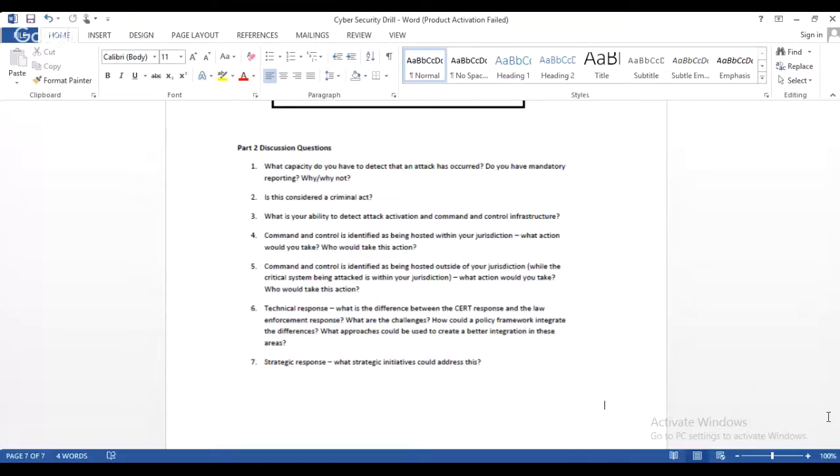Yes, Disha? Yeah, in the sixth question, technical response. What is the difference between the CERT response and the law enforcement response? What are the challenges? How could the policy framework integrate the differences? What approaches could be used to create a better integration in these areas?